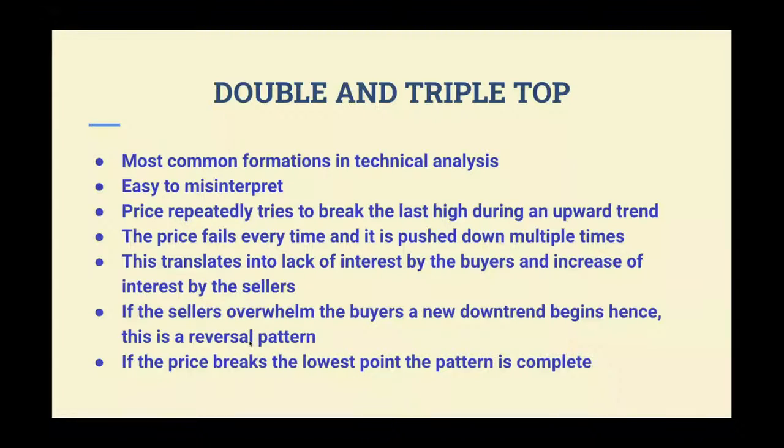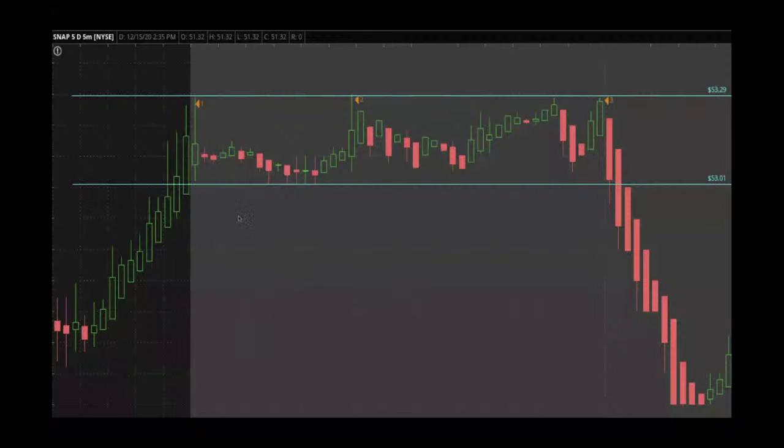If the price breaks the lowest point, the pattern is complete. So here is a 5-day, 5-minute chart from Snapchat. You see here we have a resistance, a double and triple top. We have this support here. After the third top, we break support and we start a downtrend. And it's a reversal because we came from an uptrend.